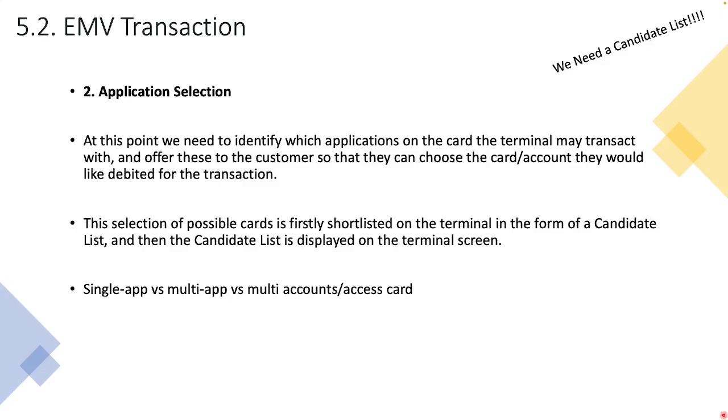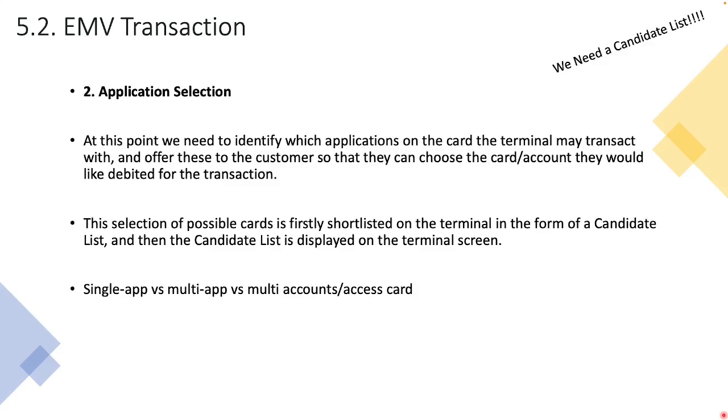The selection of possible cards is firstly shortlisted on the terminal in the form of a candidate list, and the candidate list is displayed on the terminal screen. What we want is to get to a point where we can show the cardholder a list of potential cards and accounts that he could use for this specific transaction. The purpose of this video is to look a bit more in depth into this process of creating the candidate list and offering it to the customer.